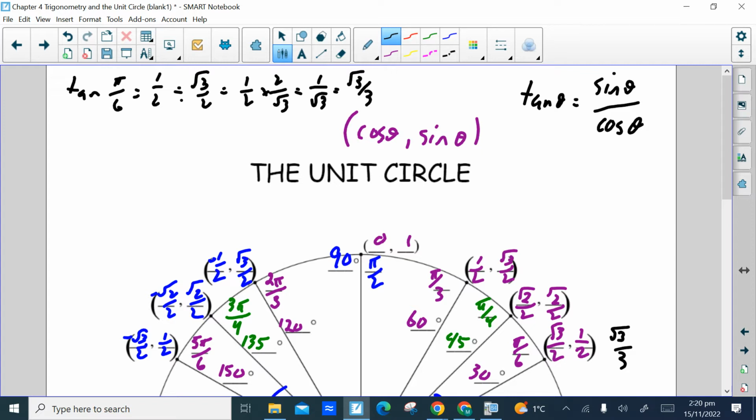At 45 degrees, when you divide sine by cos, because the values of sine and cos are the same, they're both root 2 over 2, when you divide something by itself, you'll get 1. The tan of 45 is 1. And at pi on 3 radians, or 60 degrees, if you do sine divided by cos, it's root 3 over 2 divided by a half, or root 3 over 2 times 2 over 1, which is root 3.